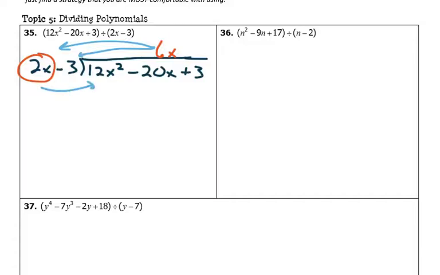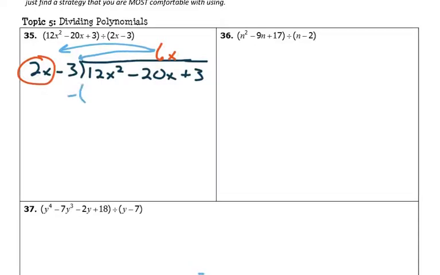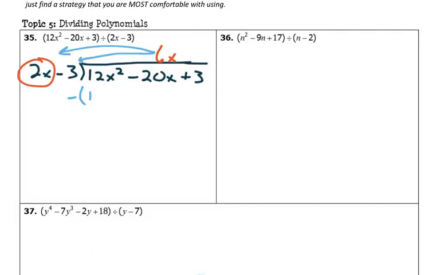So again, 2x goes into 12x squared 6 times with the x left over when we divide. And then we go ahead and multiply that back to the terms here. So let's go ahead and do that. 6x times 2x gives us 12x squared, and we're going to subtract this. So minus 12x squared. And then 6x times negative 3 gives us negative 18x.